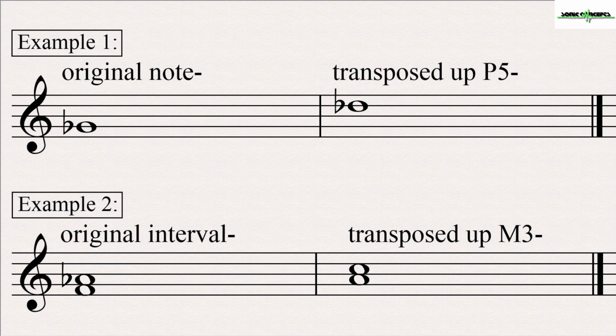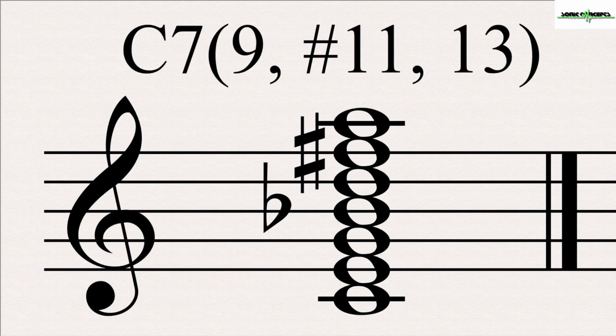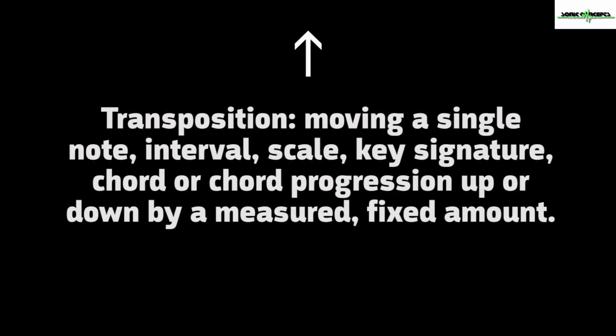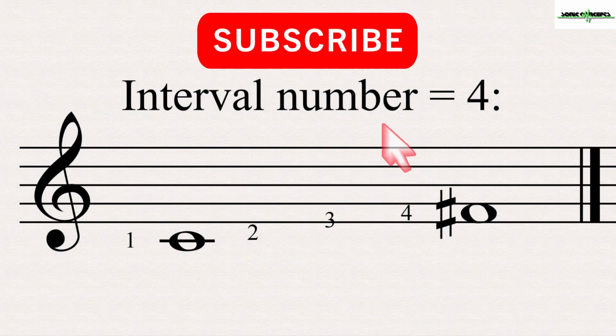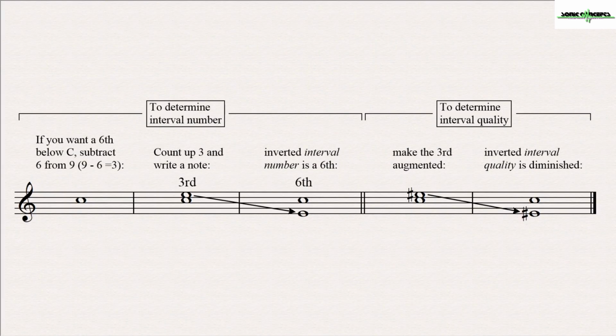Transposition is the process of moving a single note, interval, scale, key signature, chord, or chord progression, which is a succession of chords which will be covered later, up or down by a measured fixed amount. The measured fixed amount is defined by an interval, since an interval itself is a measurement of the distance between two notes, and, unlike interval inversion, can involve intervals other than an octave.